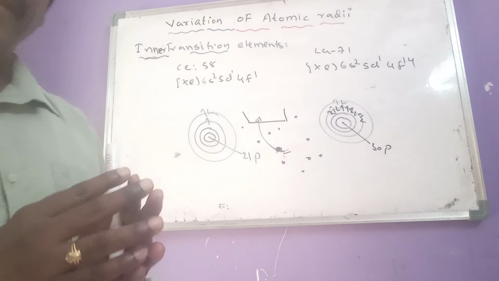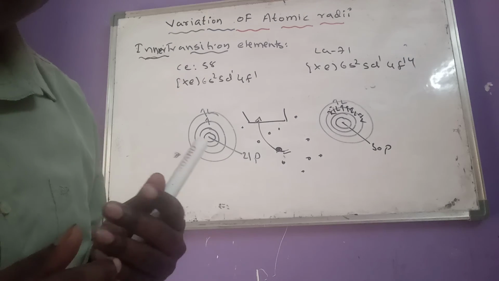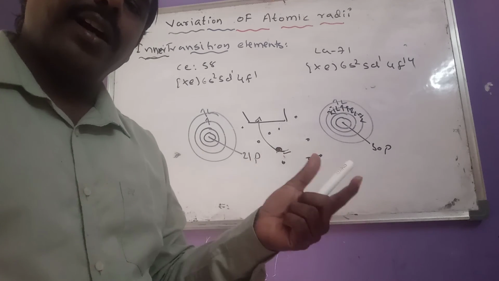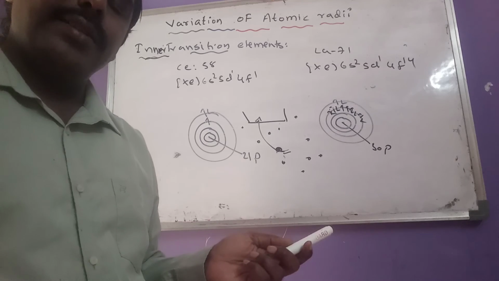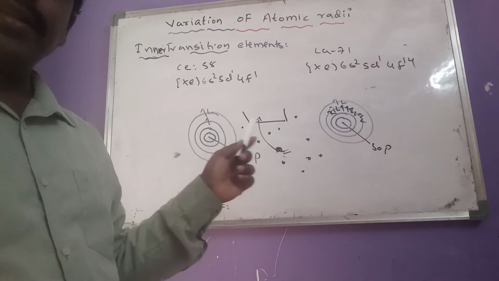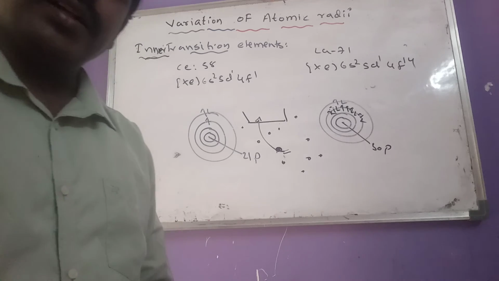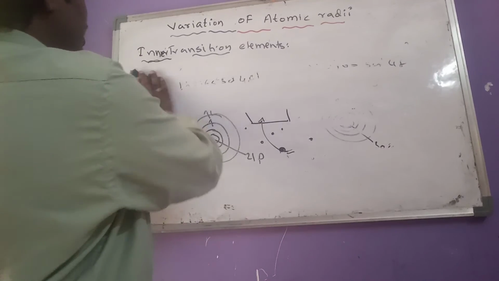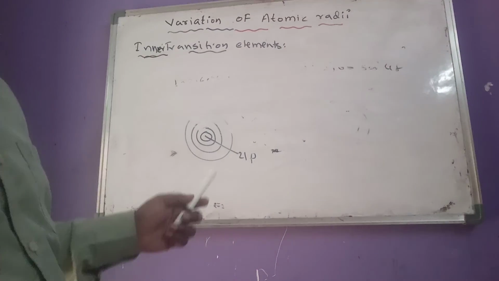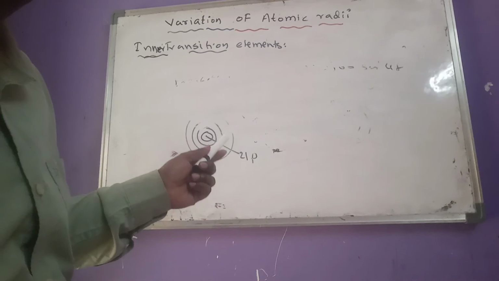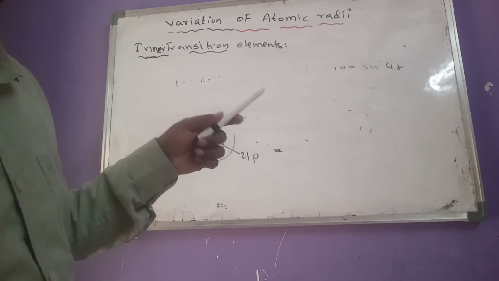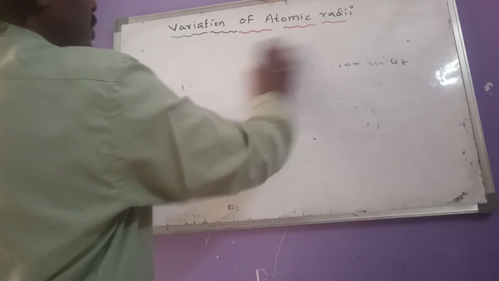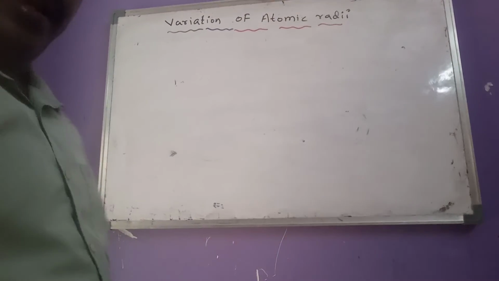That sudden decrease in atomic radii in lanthanide elements from left to right is known as lanthanide contraction. And what is the reason? This is due to the poor screening effect of the f orbitals. Okay, this is regarding the variation of atomic radii in a period, in a group, and in transition and inner transition elements.